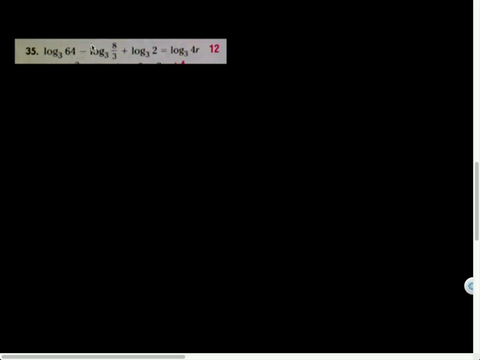Okay. So let's see. I don't have any power tricks I have to do here, but I've got the difference of two logs and the sum of two logs. The difference of two logs is the same as the log of their quotient, right? Plus log base 3 of 2. And then the sum of two logs is the same as the log of their product. So that's log base 3 of this thing.